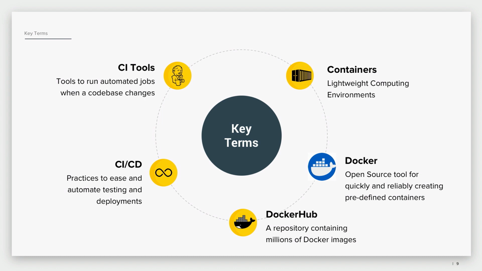CI/CD. There's a lot of sessions on that here at the conference. Continuous integration and continuous delivery. These are practices to ease and automate testing and deployments. Is your testing easy? Are your deployments easy and fast? If not, you need CI/CD. That's what we're talking about. CI tools, these are things like Jenkins, Azure DevOps, Circle CI. There's a lot of them. CI tools are just tools that run automated jobs when a code base changes. That's basically what they're used for. Your code changes a little bit, run another automated job. That's a CI tool that helps you to do CI/CD.